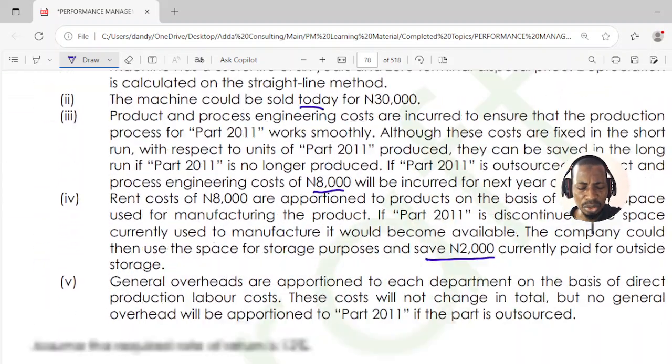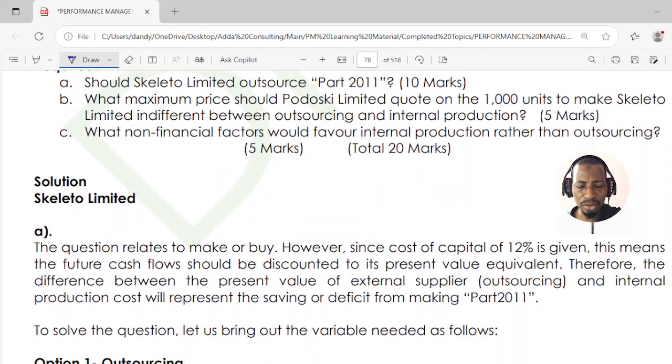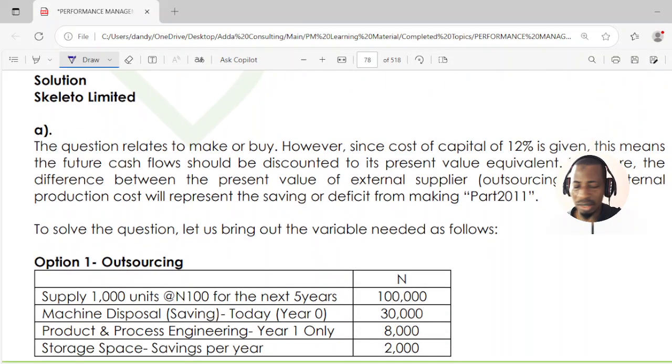Okay, so let's quickly run through how this question was solved in this material. The question relates to make or buy. However, since a cost of capital of 12% is given, this means the future cash flow should be discounted to its present value equivalent. Therefore, the difference between the present value of the external supplier, that is outsourcing, and the internal production cost will represent a saving or deficit from making part 2011.